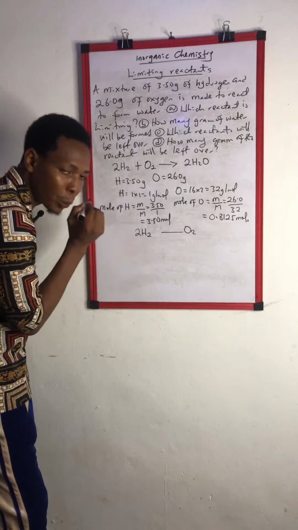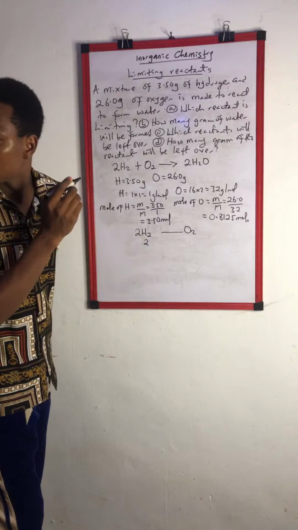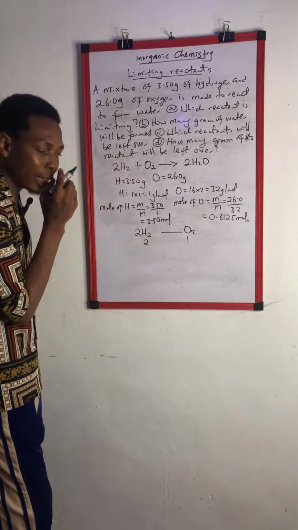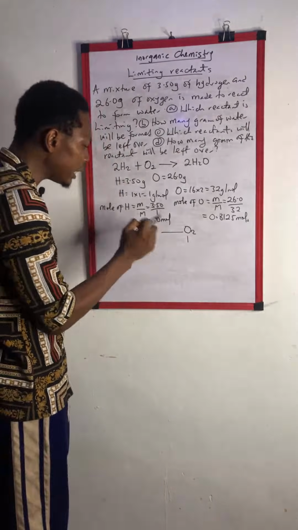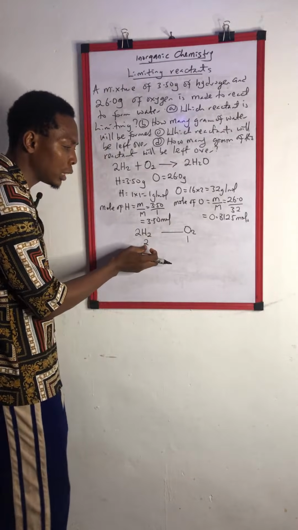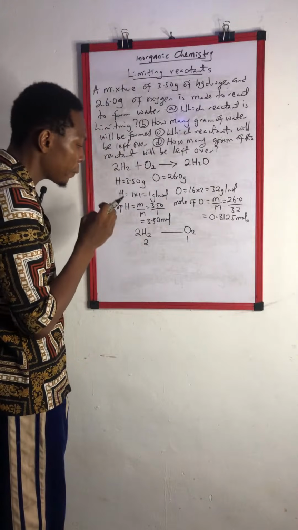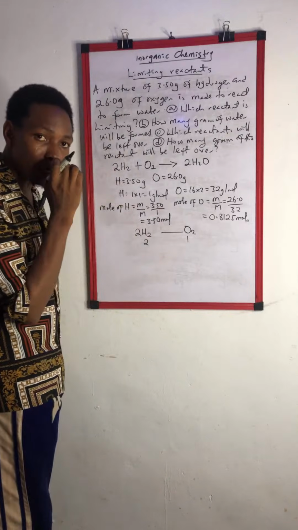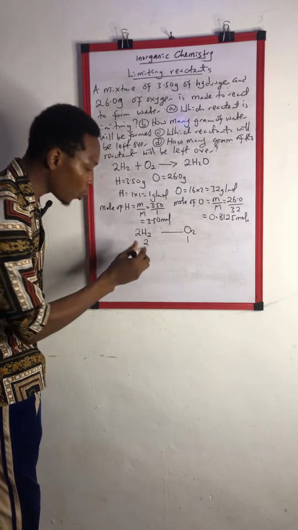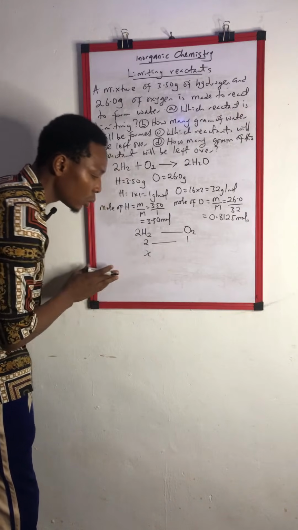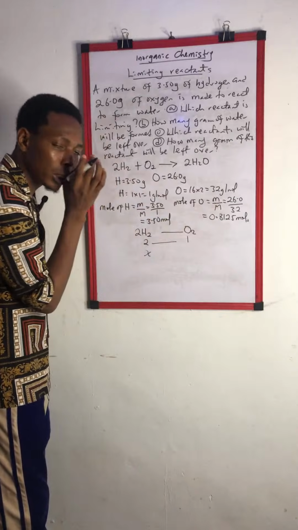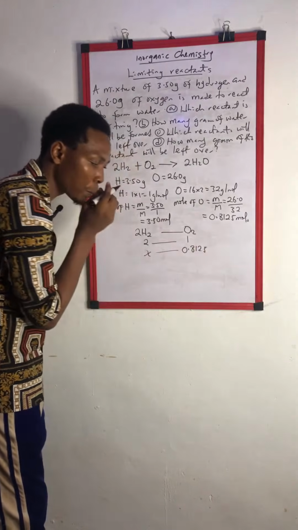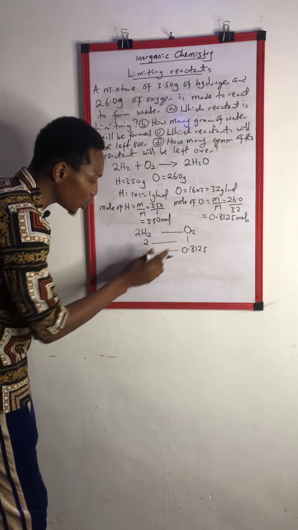How many mole of hydrogen do we have here? We have 2. Then how many mole of oxygen? Oxygen here is 1. Then the next step is that now that we know the mole of hydrogen and the mole of oxygen, we want to look for the number of mole of hydrogen that was needed to react with oxygen. Do we know? We don't know. So what do you call that place? X. And we already know the number of mole of what? Oxygen, which is 0.8125.